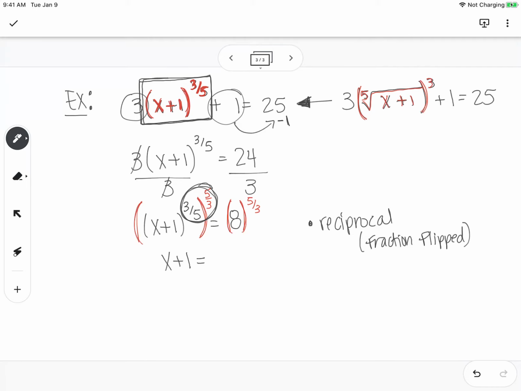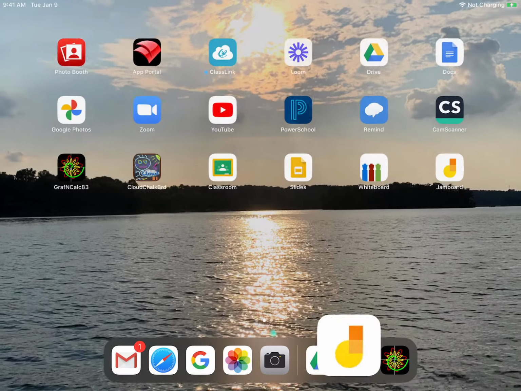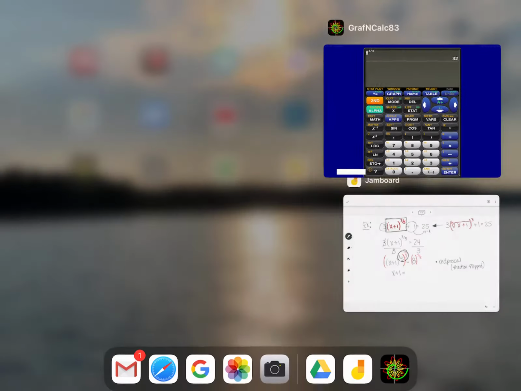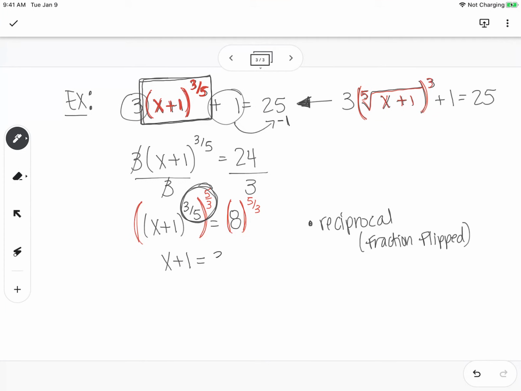So I can take that 8 and raise it to the 5/3 power and see what my calculator gives me. So I'm going to open up my calculator here and take 8 to the 5/3 power. So 8, and I used the little caret key that's under clear, and I typed in my rational exponent of 5/3, and I get 32. So I know that this is 32. To solve for x, we need to move that 1 over by subtracting it, so x equals 31.